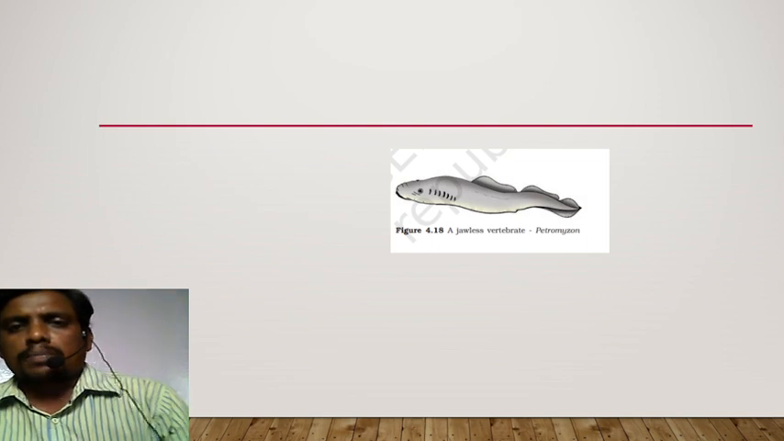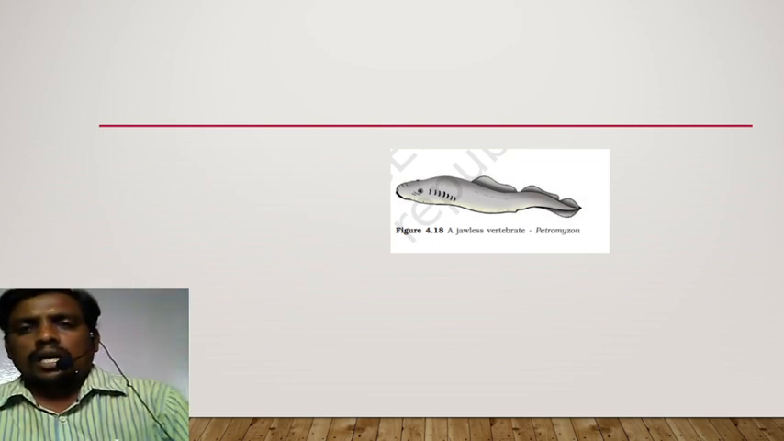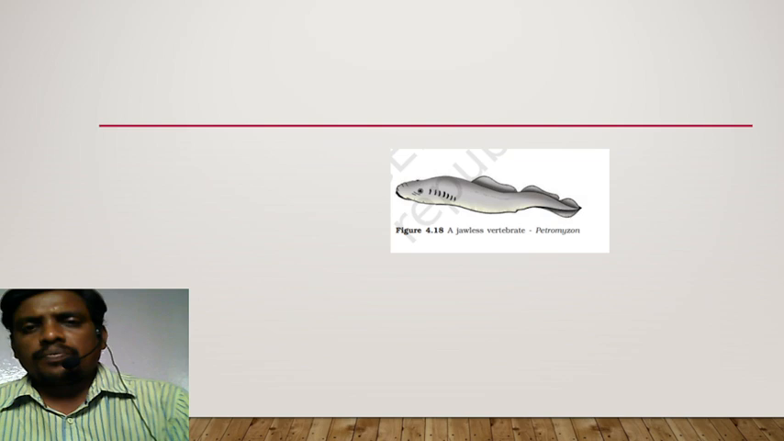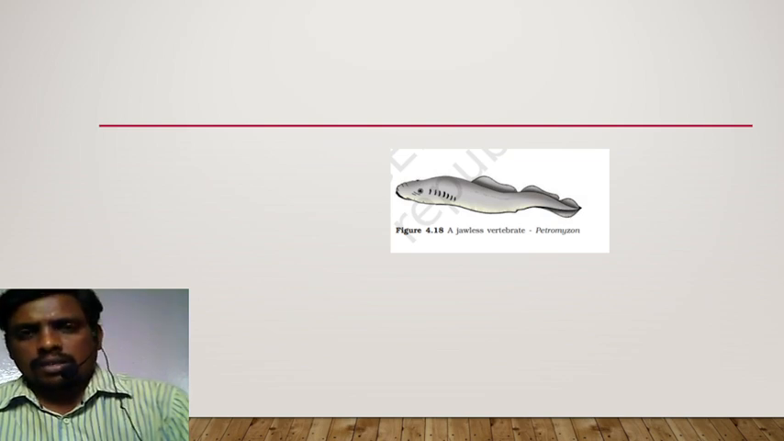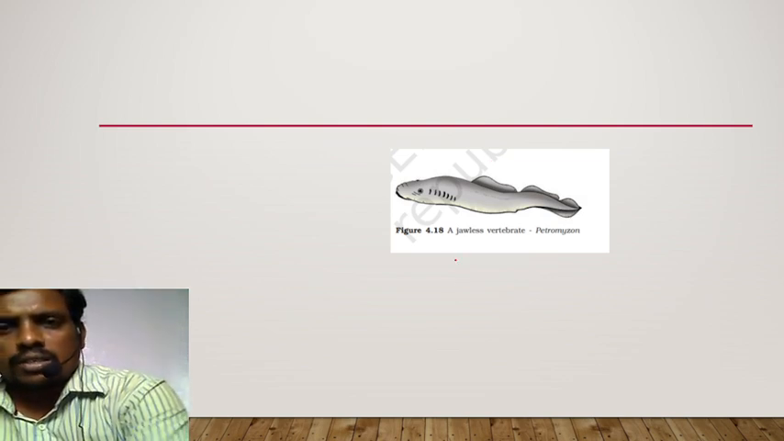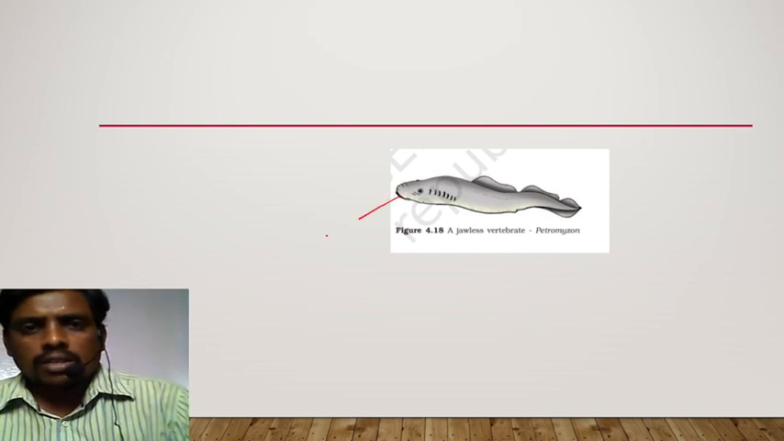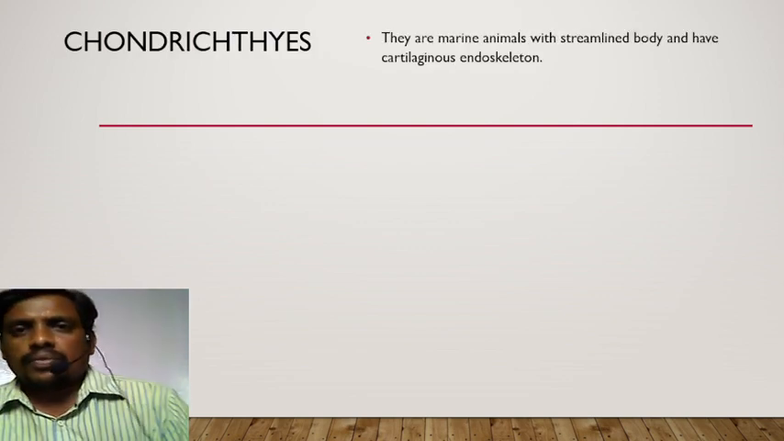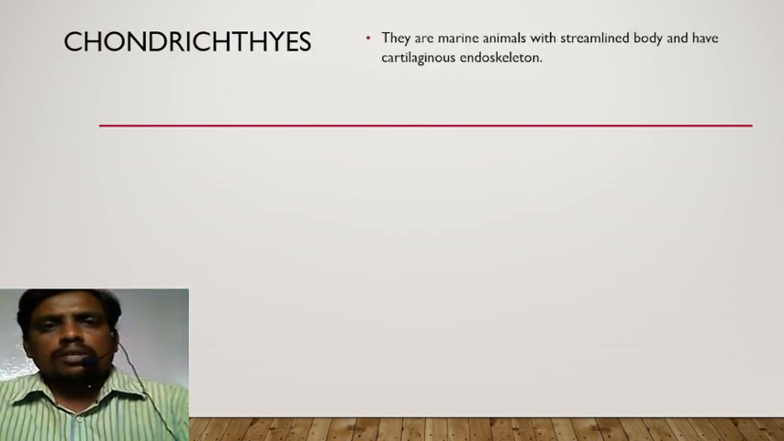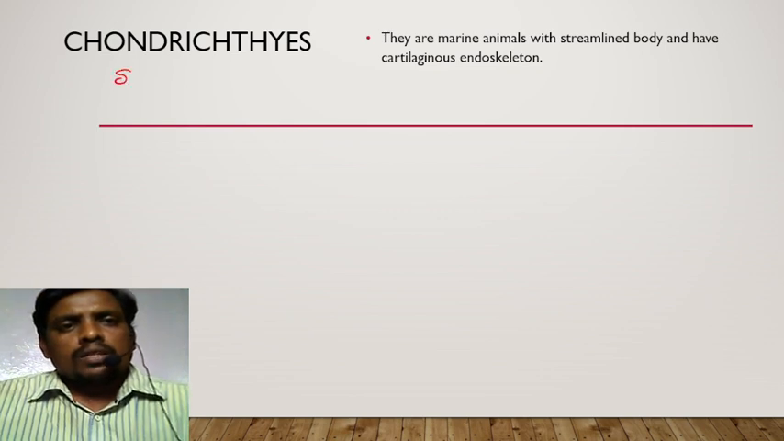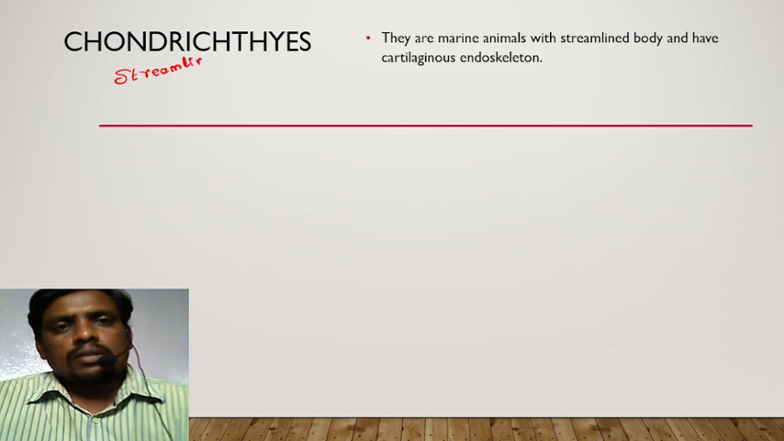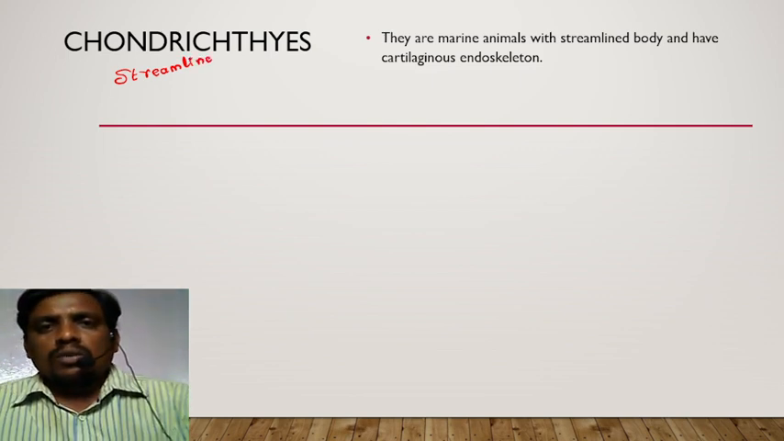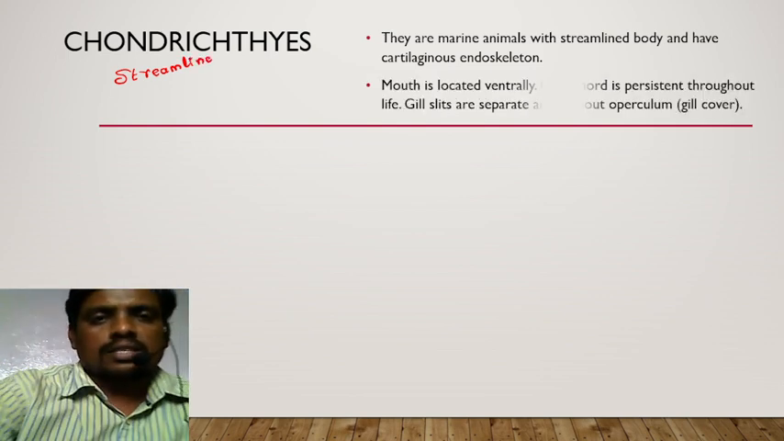A jawless vertebrate, Petromyzon, you can see in the diagram, without fins and so on. It has a sucking mouth. After this, Chondrichthyes. They are marine animals with a streamlined body, with a cartilaginous endoskeleton.